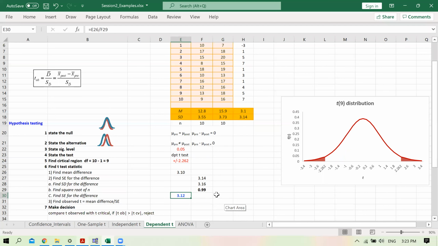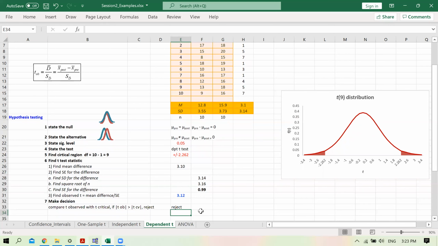So let's see here. I need to move this down 1, and this is going to move over here. So this is the observed t value. And next we compare the observed t with the critical t. Because observed t is larger than the threshold, we're going to reject. So we compare the critical value and observed value to find the statistical significance.